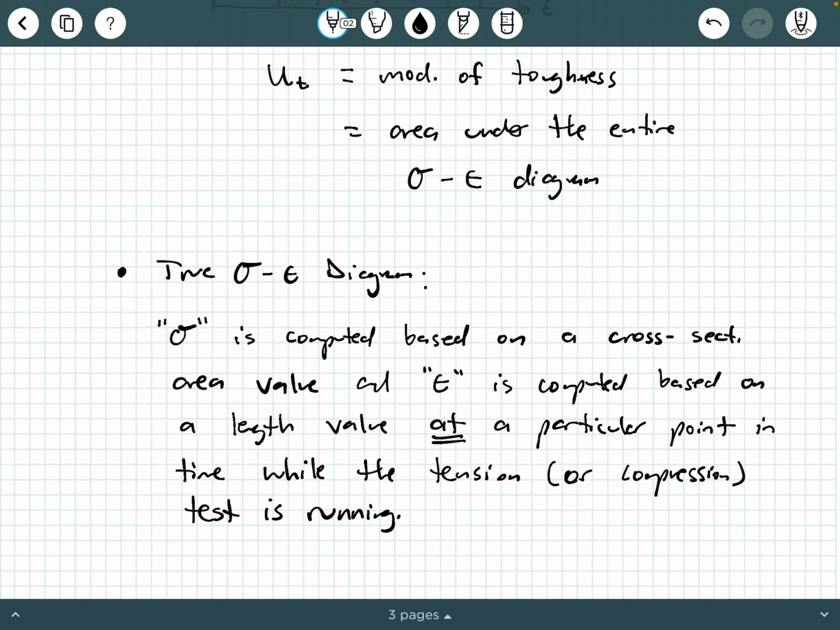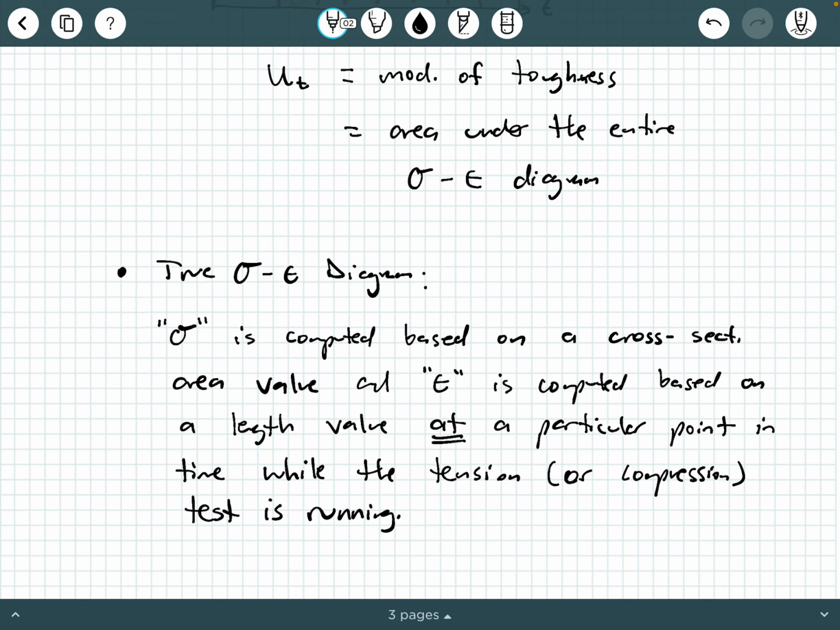And because of that, you'll get a similar shape stress strain diagram, but it won't be the same exact shape. It depends on the material, but it won't be exactly the same shape. You can still calculate all these material properties we just talked about with the conventional stress strain diagram, but they will be slightly different if you are using a true stress strain diagram. So that's it in a nutshell.